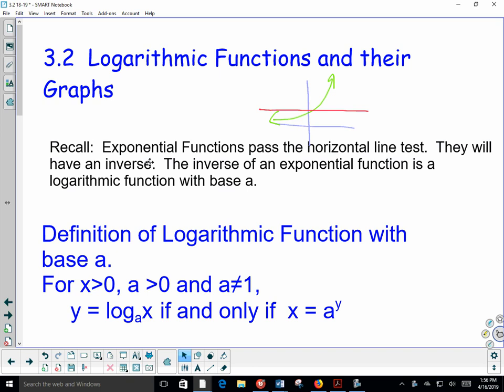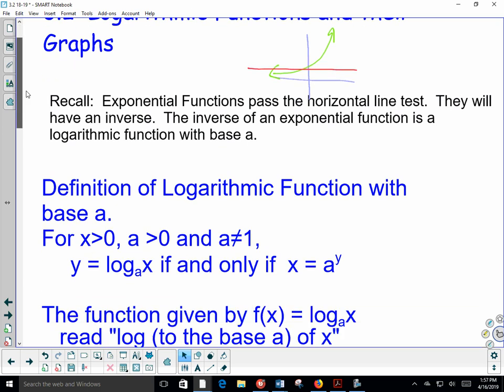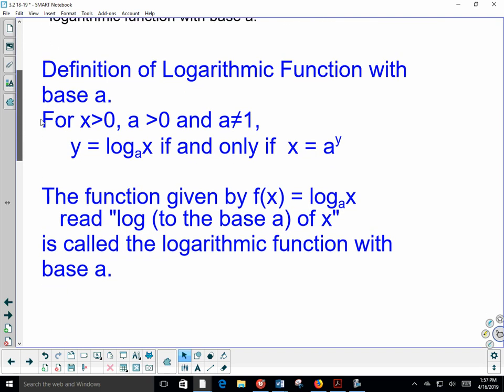Okay. So we're looking at 3.2 logarithmic functions and their graphs. So an exponential function is going to look something like this, but it will always pass the horizontal line test, so it will have an inverse function. And the inverse of an exponential function is going to be a logarithmic function. You have this definition of a logarithmic function on your gift.